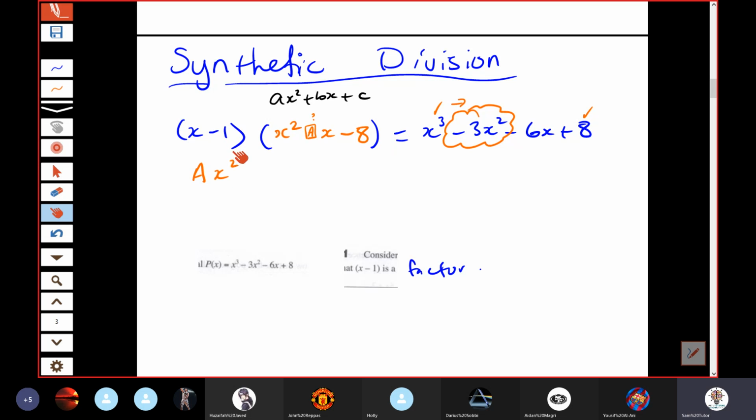So what's the other x squared I get? Negative 1 times x to the power 2. So negative 1x squared. What needs to happen to these two numbers? They need to add, or collect like terms, for it to equal what number?